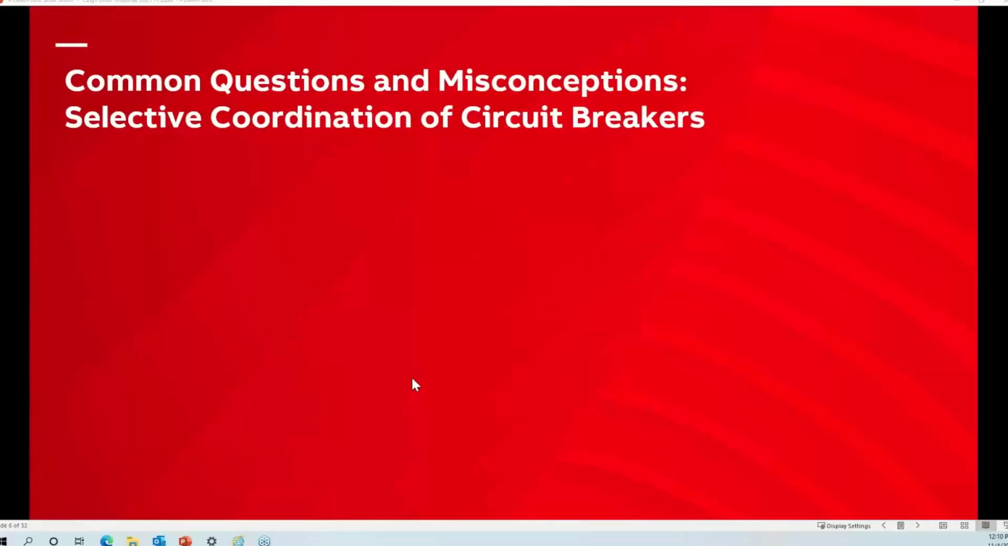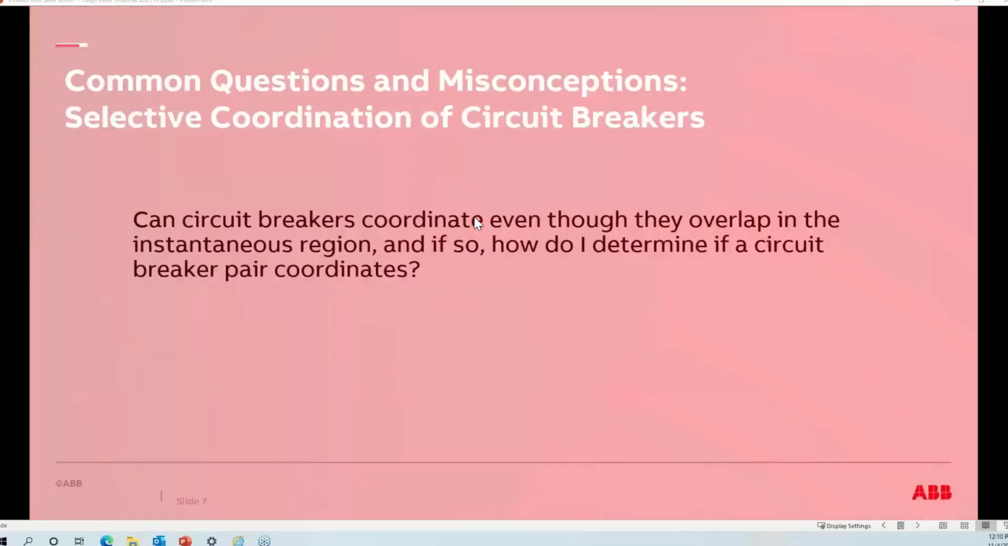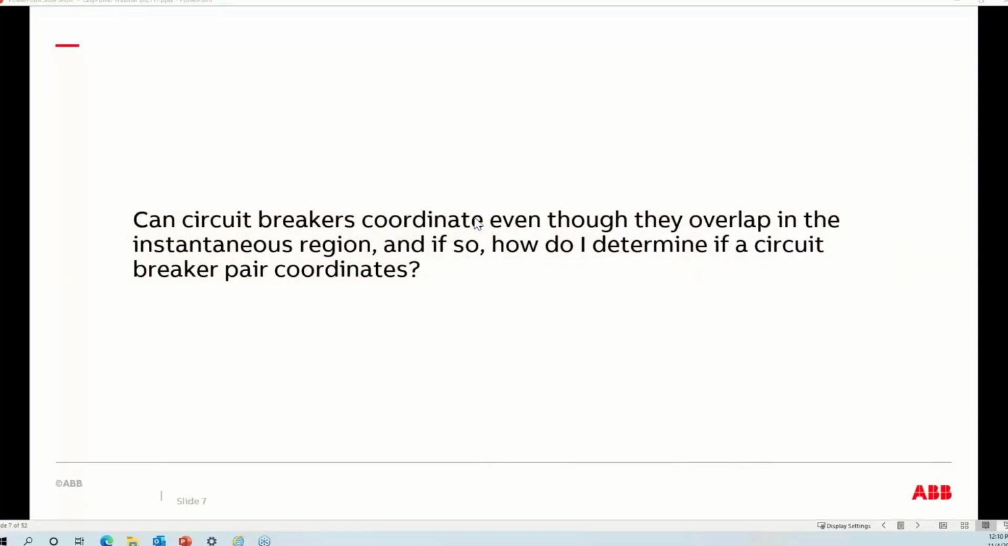Okay, so with that kind of quick background, let me jump into the various common questions, and in some cases, maybe misconceptions. Selective coordination of circuit breakers. I think most folks who are in design and doing typical commercial systems, institutional systems, know circuit breakers can coordinate. But if you haven't done that type of work, you may still look at time current curves and see breakers that are overlapping and wonder, well, how can those possibly coordinate if they're overlapping? So let's address the question.